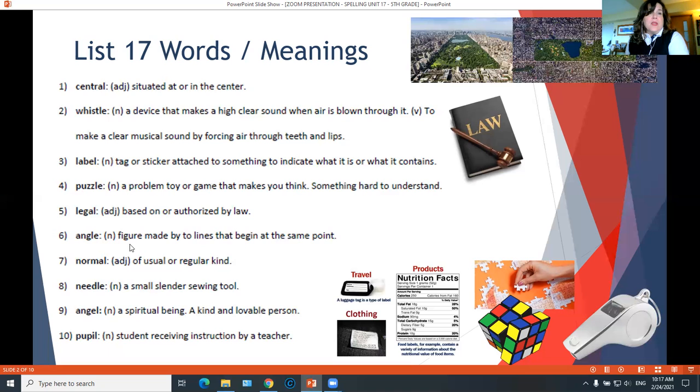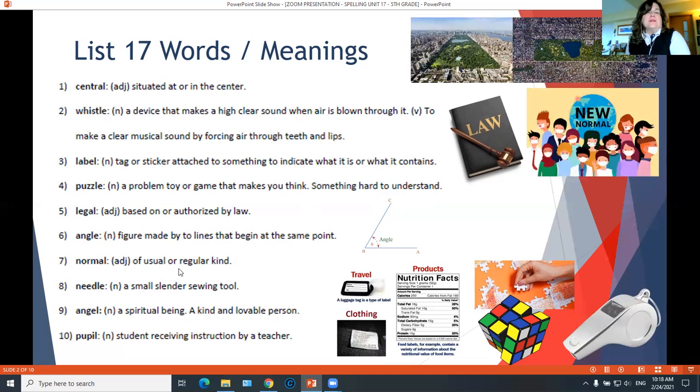Number 6, angle. It's a figure made by 2 lines that begin at the same point. Here we have 2 lines that begin at the same point, and what they form inside is an angle. Okay. Normal, number 7. It also ends with that sound. Normal is of usual or regular kind. Maybe 2 years ago, it wasn't normal to use a face mask, but now the new normal is to use the face mask. It is the new usual or regular way of us going outside with a mask. That's the new normal.